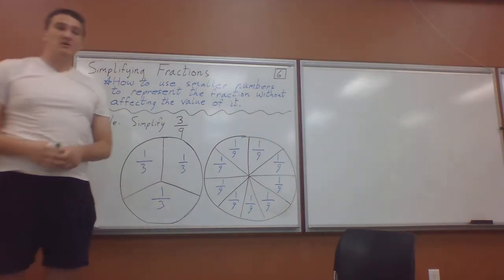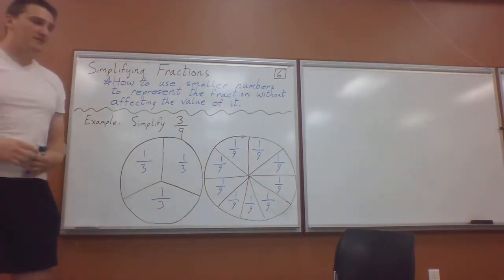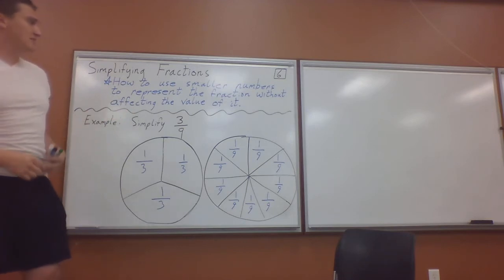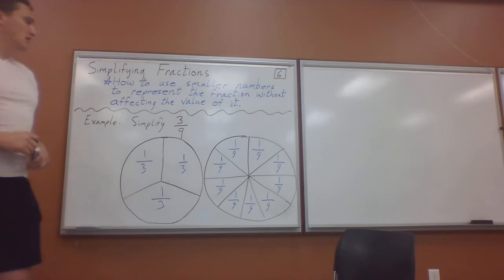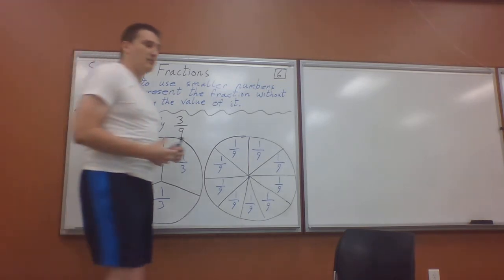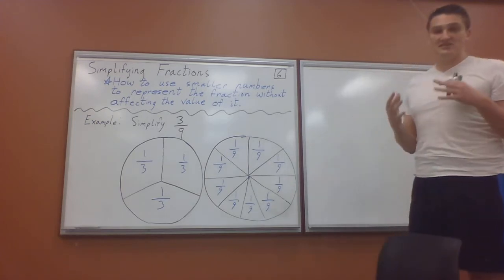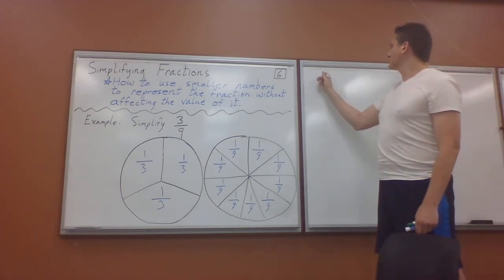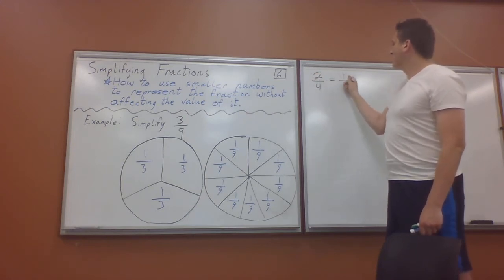This video I just want to talk about simplifying fractions. So the goal of simplifying a fraction is using smaller numbers to represent the fraction without changing the value of it. So if I want to simplify a fraction, I'm going to use some smaller numbers. It's going to look different, but it's going to still retain the same value. Much like how 2/4 is the same thing as a half.